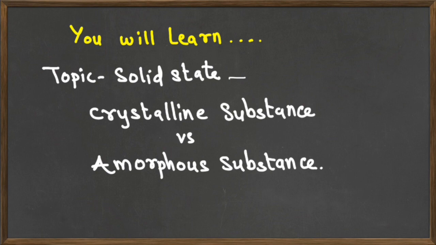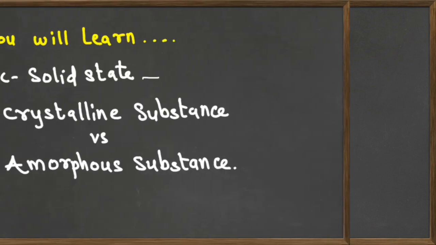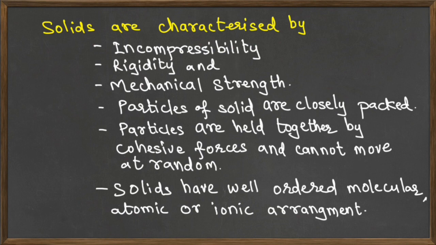Today we'll discuss the topic solid state. In that we'll study the difference between crystalline substance and amorphous substance. We know solids are characterized by several different properties like incompressibility, rigidity, their mechanical strength, and particles of solid are closely packed. So we know gas molecules are in continuous random motion, they are not packed.